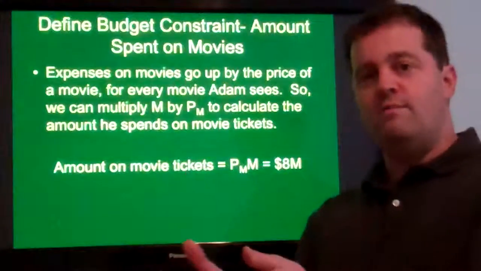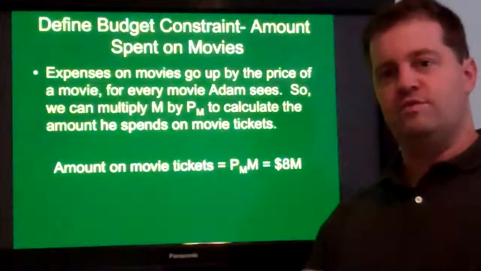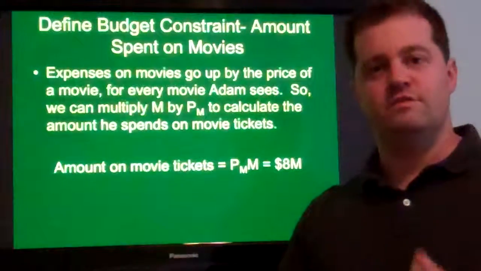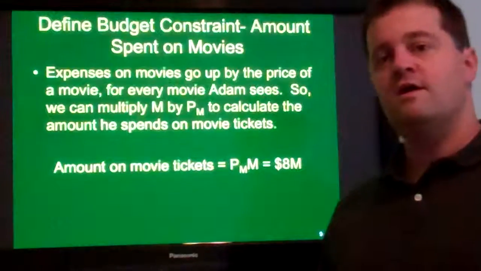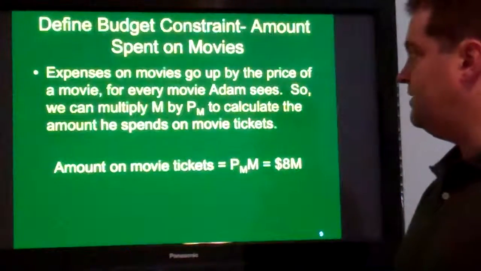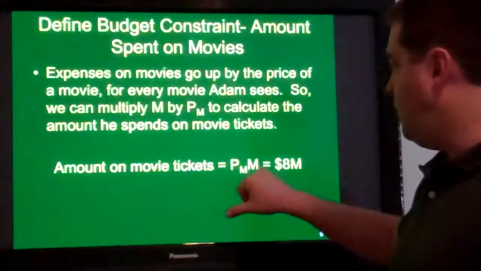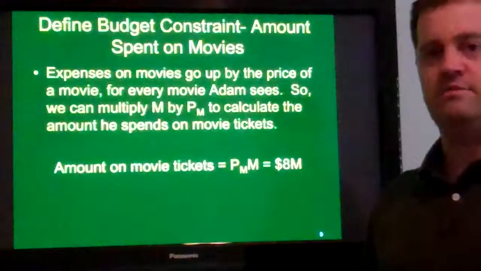Right? And if he goes to one movie, he spends $8 on movie tickets. If he goes to two movies, right, he spends $8 plus $8 is $16, right? 8 times 2 is 16, and so on and so forth. So we can show that the amount that he spends on movie tickets is just the product of the price of movies multiplied by the number of movies that he wants to attend, or $8 times M.